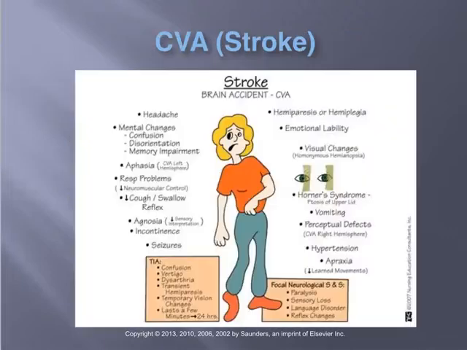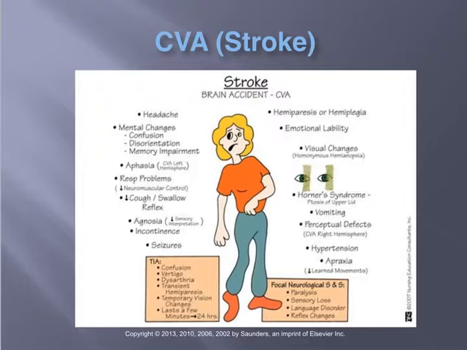This next slide is just a brief overview of what you can see with stroke. So they could have complaints of headaches. They can have mental status changes with acute confusion, disorientation, memory impairment. They could have aphasia, so an inability to speak or to understand what's being spoken to them.